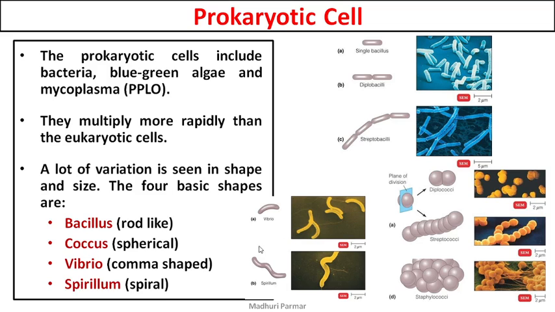And finally you have the spirillum. Spirillum are spiral bacteria. They have this small spiral like structure. So here you have spiral bacteria, which is spirillum. Fine. So these are the four different basic shapes of a prokaryotic cell.